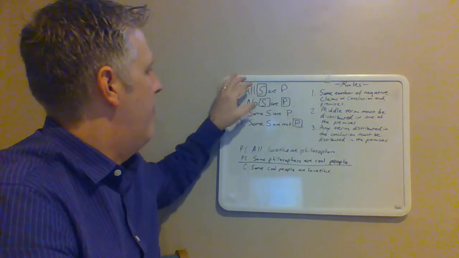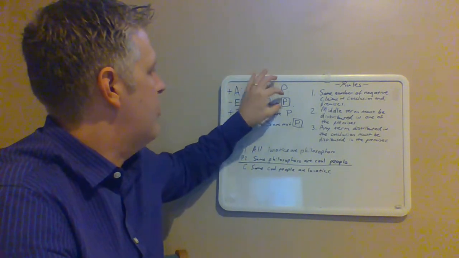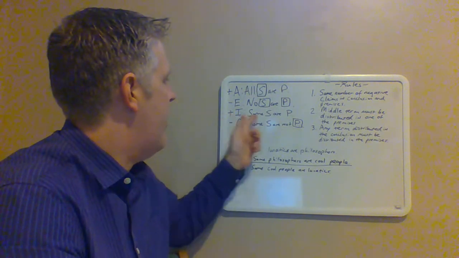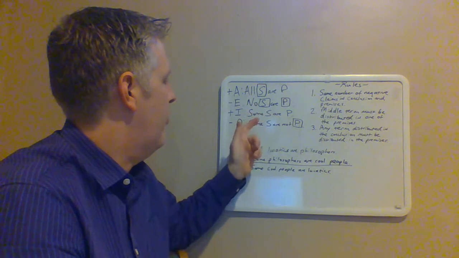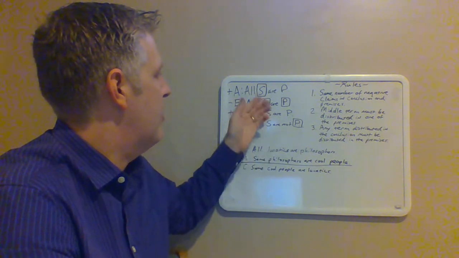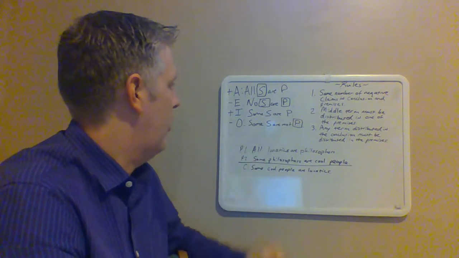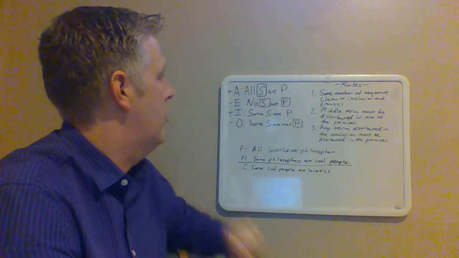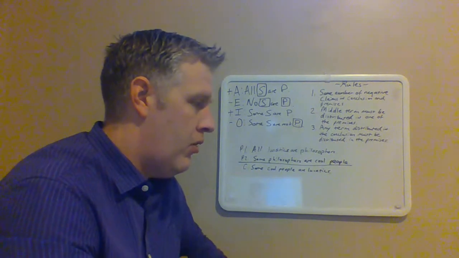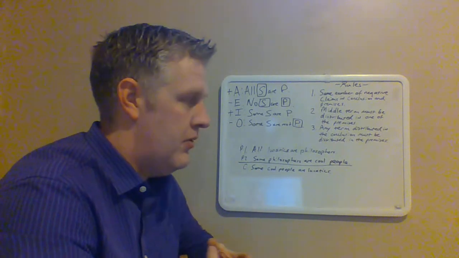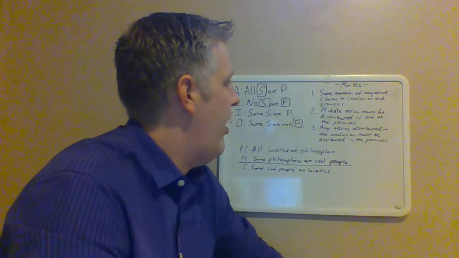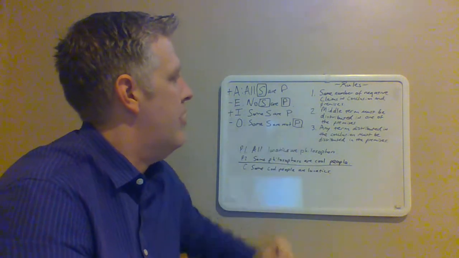So again, these squares are what's being distributed in each of the standard form claims. Note that nothing is distributed in a standard form I claim. Otherwise, there's at least one term that's being distributed in the other three standard form claims. Note that E has both of them distributed. And that's really all you need to know, other than the rules themselves, to then be able to apply the rules. Okay, so let's go ahead and turn our focus to the rules themselves.